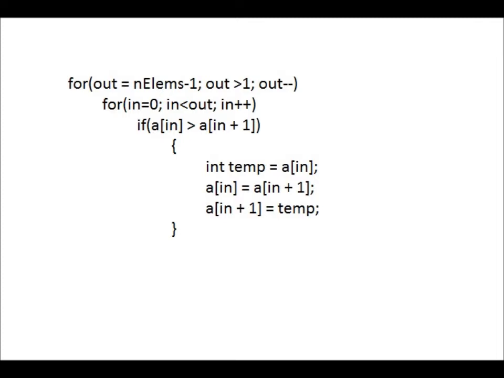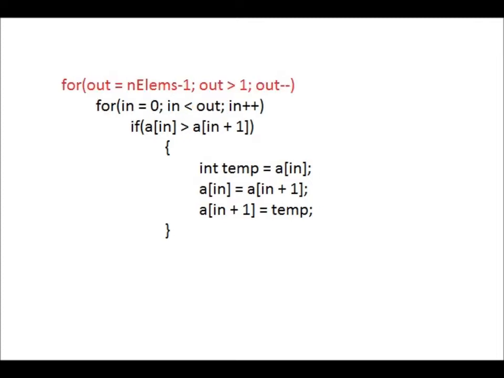This is the code for the bubble sort. The first line of code is basically just getting the length of the array. It's taking the whole array and finding the length of it so that it can be used in the bubble sort.